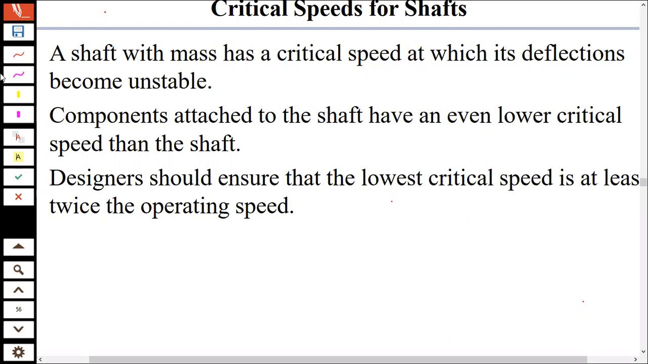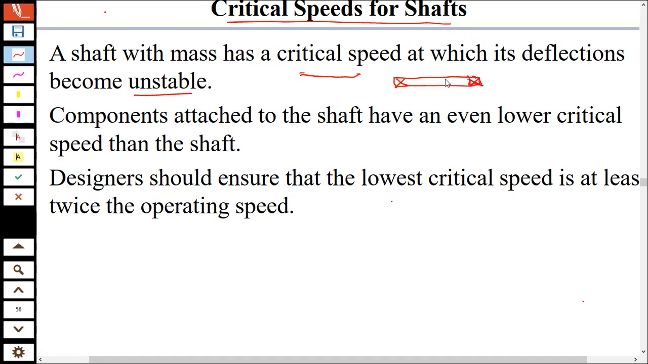Let's talk about critical speed for a shaft. So, what is critical speed for a shaft? Basically, if we look at a shaft, it rotates, and a shaft with mass has a critical speed at which its deflection becomes unstable. If you look at a shaft, it will be deflected somehow. For example, if this is a shaft, we do agree that there is deflection in the shaft. It's never going to be very, very straight, right?